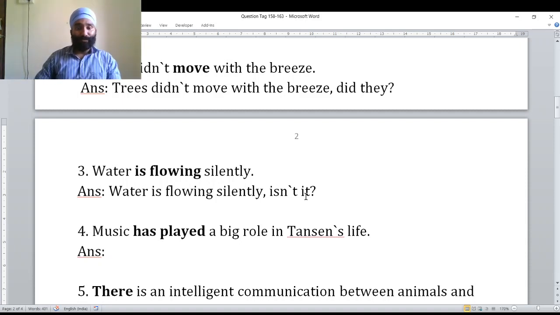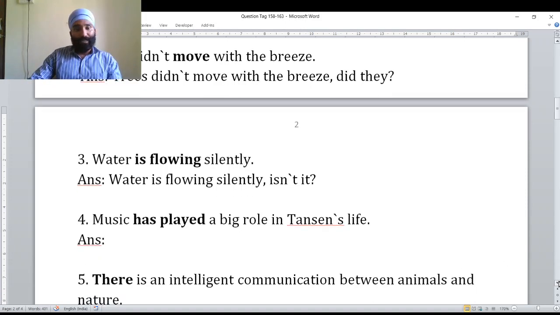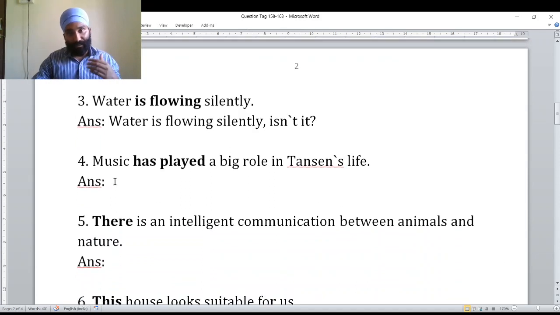Next, music has played a big role in Tansen's life. This statement is again in a different tense. Has played: these two words are made bold because they are showing a different tense. Can you identify the tense? Yes, it is present perfect tense. From this has we can identify it is present perfect tense. Has plus V3 form.